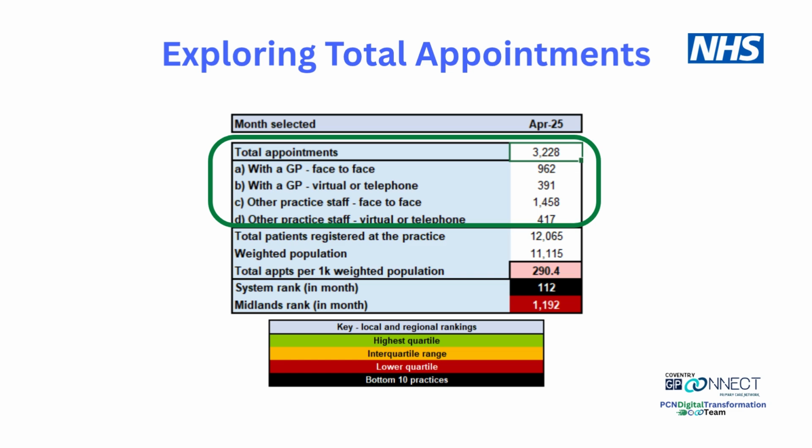The key figure driving ranking and categorization is total appointments per 1,000 weighted population. This figure determines your ranking within the Coventry and Warwickshire system, which includes 119 practices. It also determines your regional ranking in the Midlands.